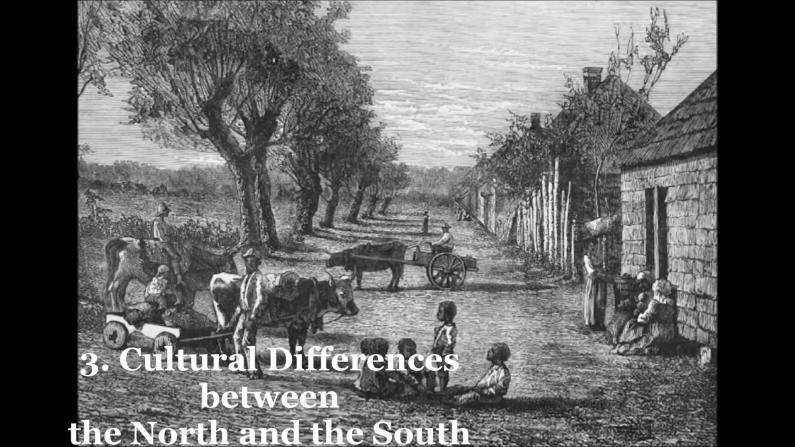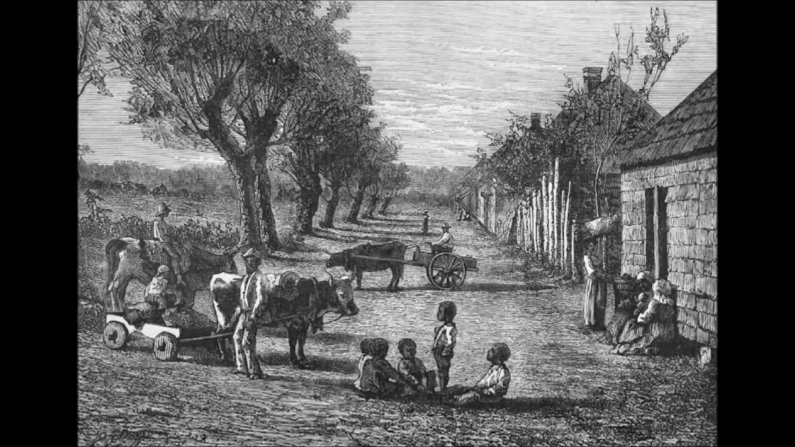Number 3. Cultural differences between the North and the South. The North and the South had two very different cultures. The North had industry, technology, major cities, and towns. The South had plantations, rural spaces, farms, and small towns. The two were very different and had different ideals that clashed with each other, one of those ideals being slavery.